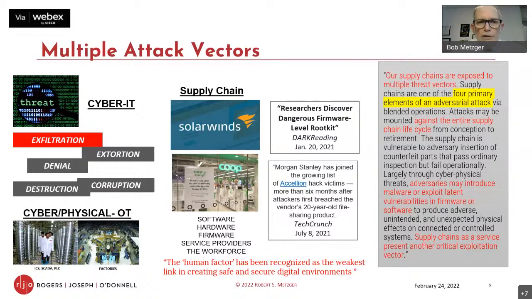So, exfiltration is what most of the CMMC is about. The DFARS 7012 clause is about exfiltration. CMMC is about exfiltration.